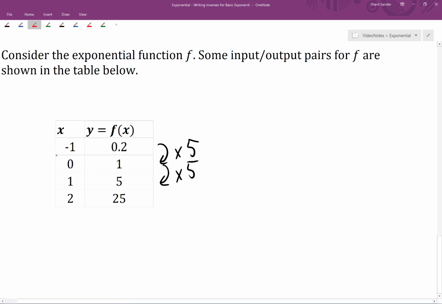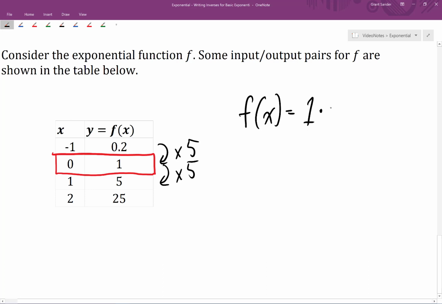Also notice that we know an initial value for this function. We know that when x equals 0, y is equal to 1. So we can write a function definition for f. We could say that f of x is equal to our initial value, which is 1, times our 1 unit growth factor, which is 5, raised to a power of x. 1 times 5 to the x is just equal to 5 to the x, and therefore f of x is equal to 5 to a power of x.